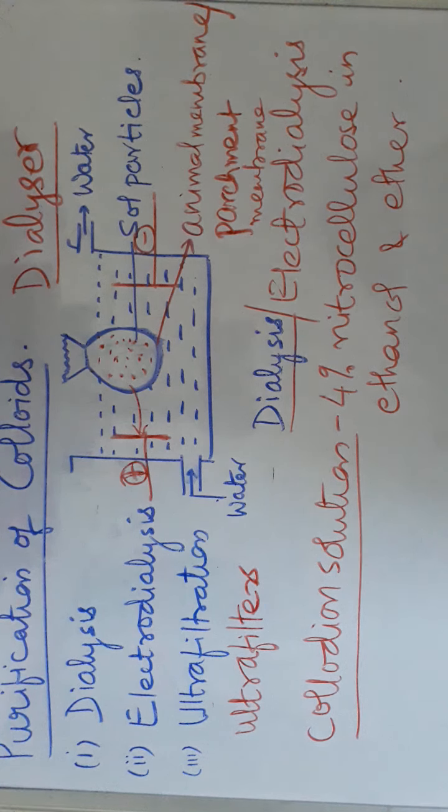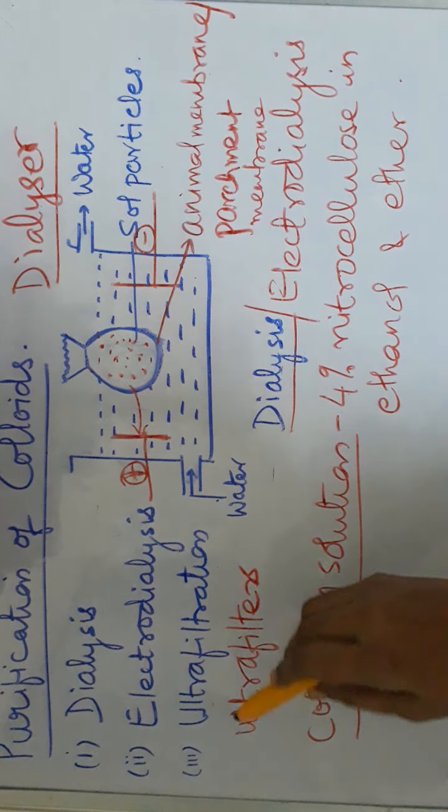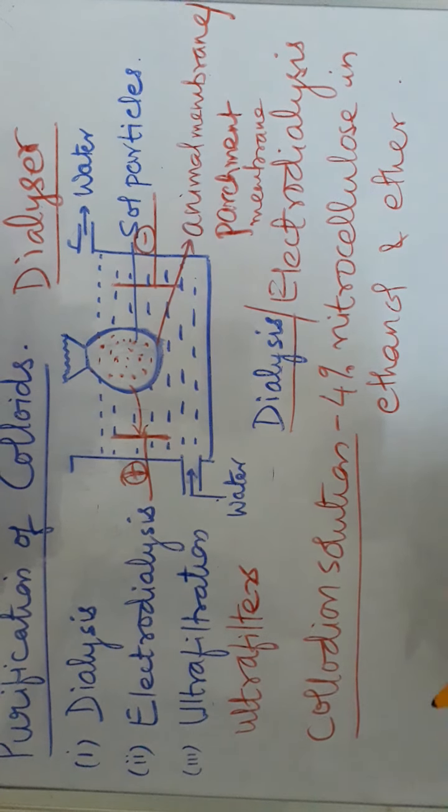But again, ultrafiltration is also a slow process. To speed up the process of ultrafiltration, pressure or suction is applied. On applying pressure, the movement of the colloidal solution through the ultrafilter paper becomes faster. So these are the three methods which are employed to purify a colloid.